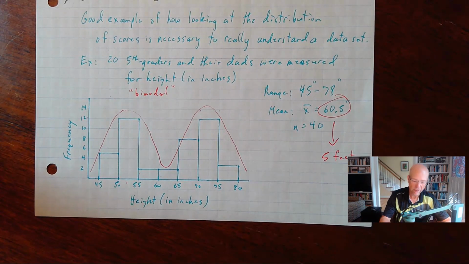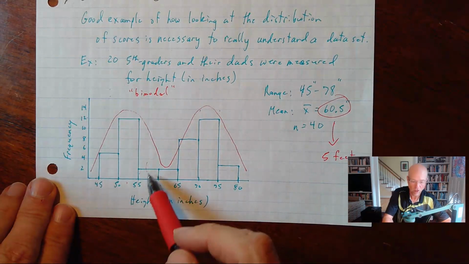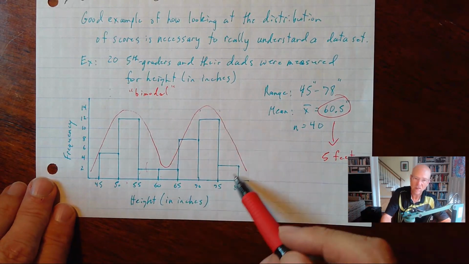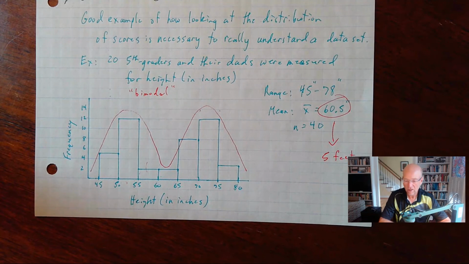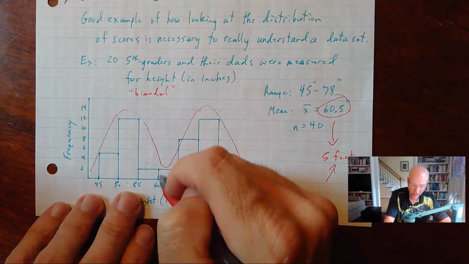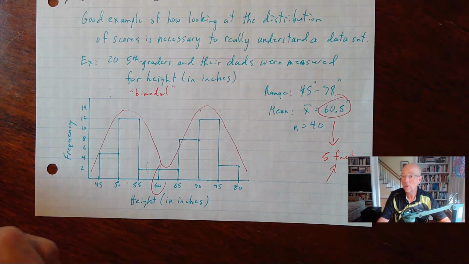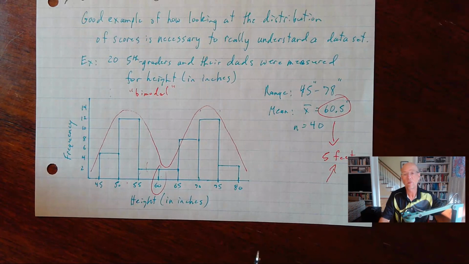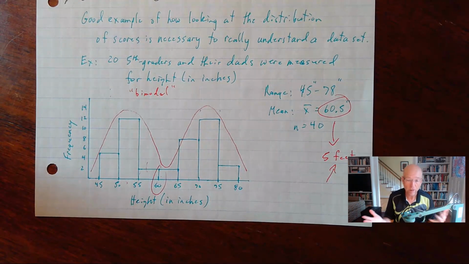What's going on here is that these heights are mostly the fifth graders, and these heights are mostly their dads. So think about how misleading saying that the average height is 5 feet would be if you're trying to describe this data set. In reality, there's almost nobody. Here's 5 feet right here. There's almost nobody that's 5 feet tall. There's a bunch of people that are shorter than 5 feet and a bunch of people that are taller than 5 feet. And if you mash everybody together and average them, the average turns out to be 5 feet. But 5 feet is not really doing a good job of describing the people in this data set.